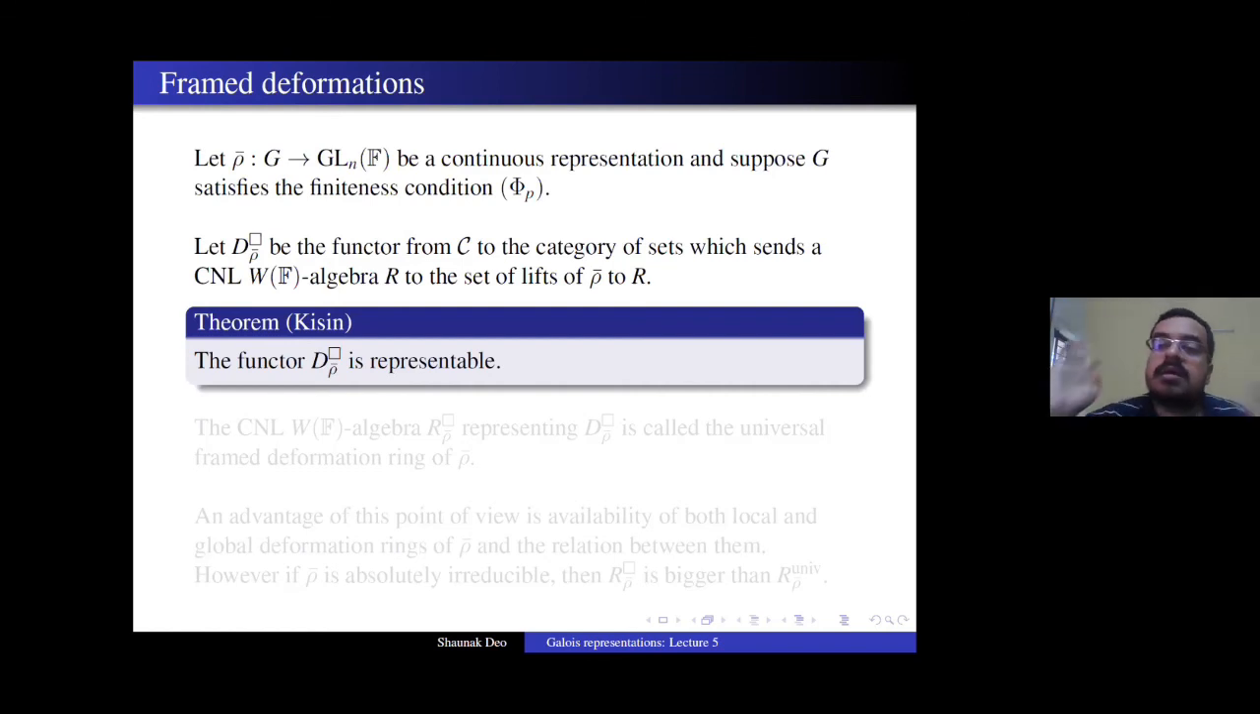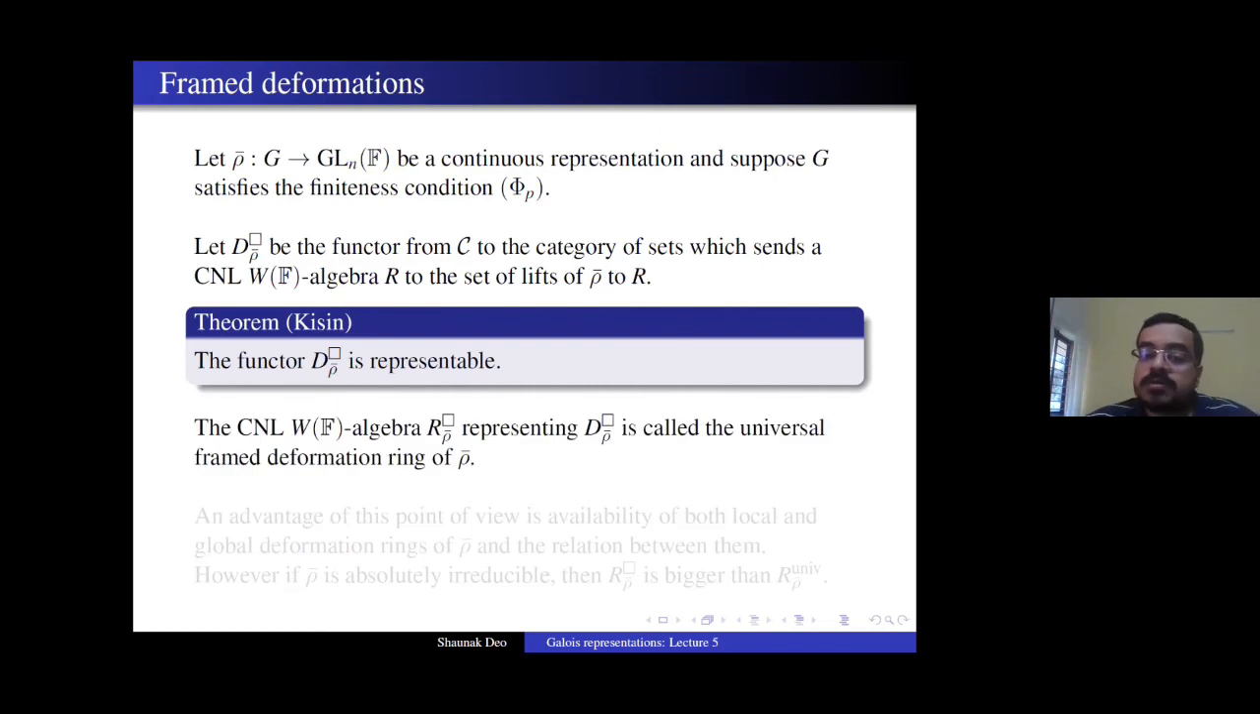So he's giving a universal deformation ring, of sorts, for every representation. The complete Noetherian local algebra R_ρ̄^□, which represents this functor, is called the universal frame deformation ring of ρ̄. So you're also lifting the basis. You're not just lifting the representation, you're lifting a basis along with it. That's the kind of interpretation. So this universal frame deformation ring exists for everything.